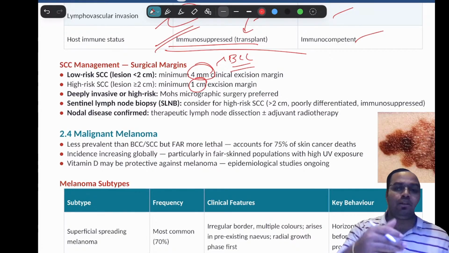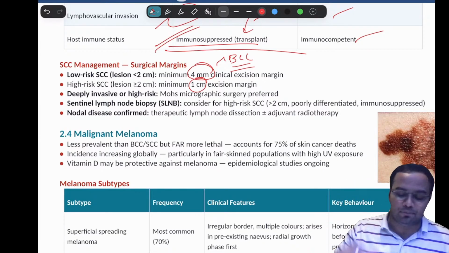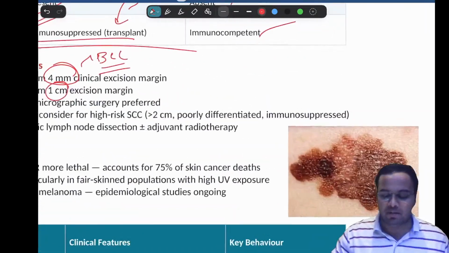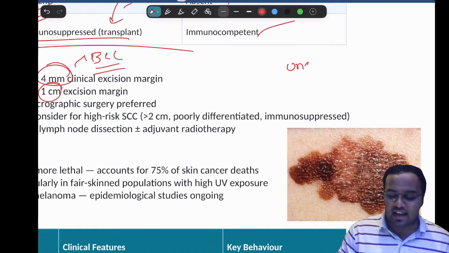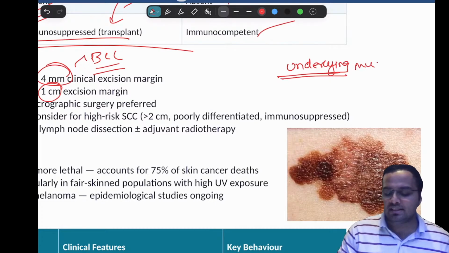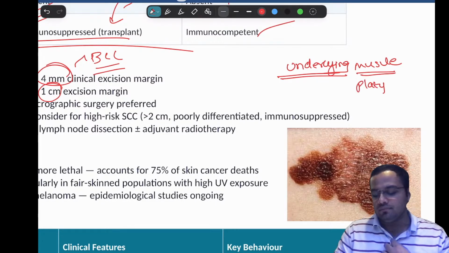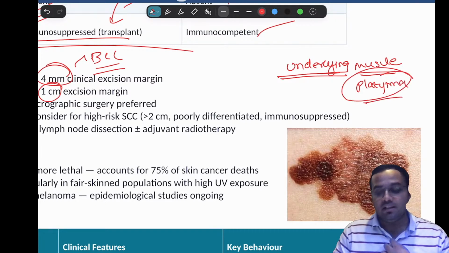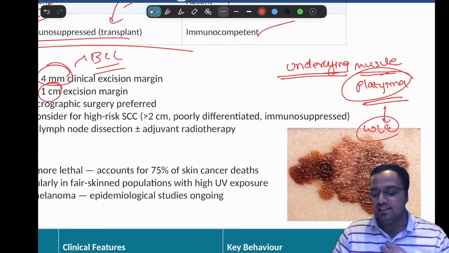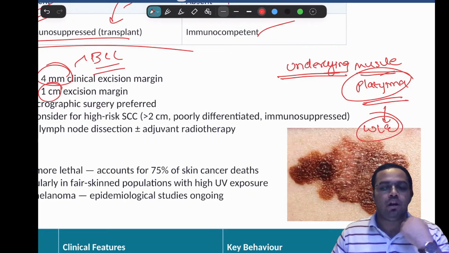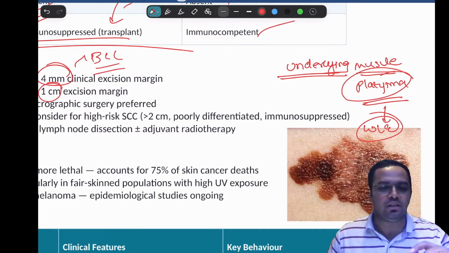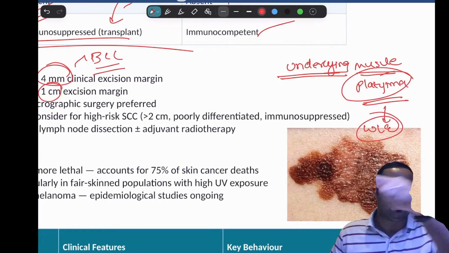And regarding depth, a simple thing to keep in mind: whenever the underlying muscle is involved, typically on the face when platysma is involved, that is the time you have to actually go for wide local excision. But if the muscle is not involved, and only the dermis and subdermal tissue are involved, you can just go for wide local excision of the skin.